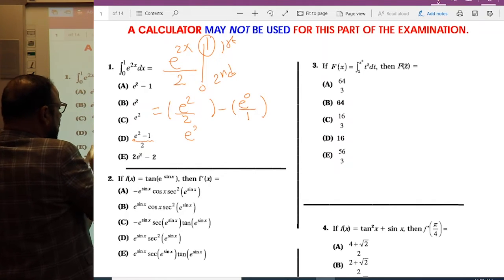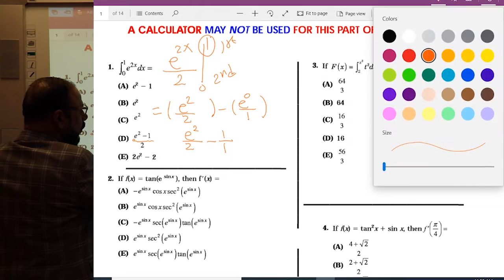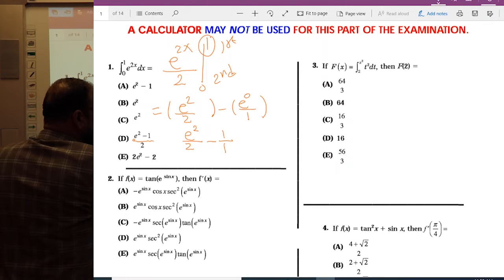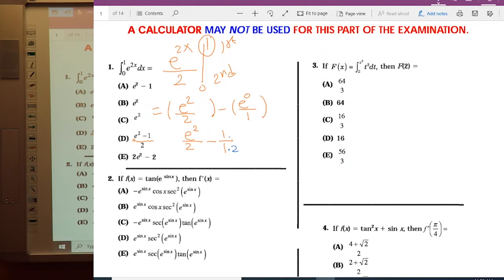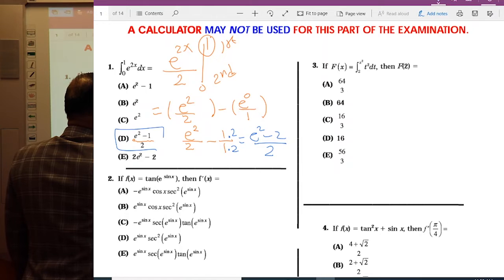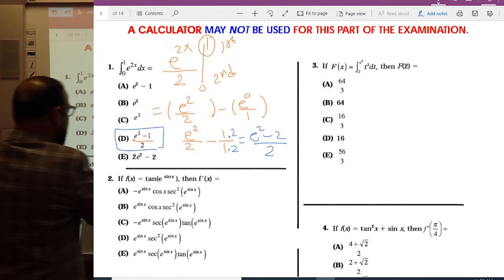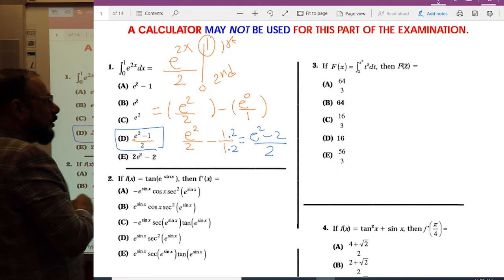Then look at the answer. e squared over 2 minus 1 over 1. You multiply the 1 by 2 to have the same denominator. Then e squared minus 2 over 2, which is this answer.